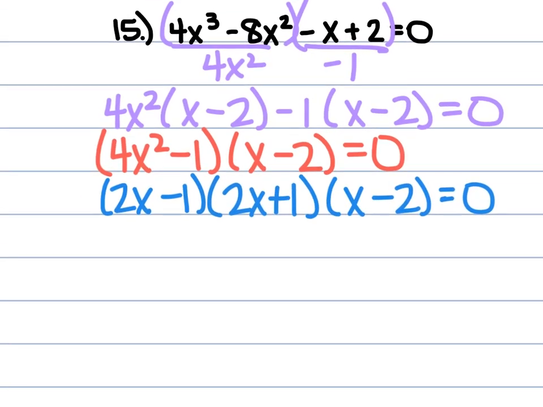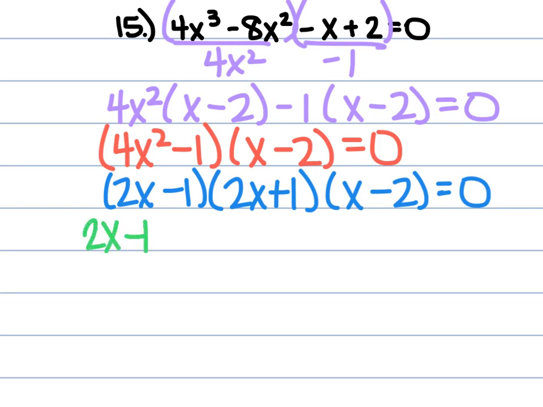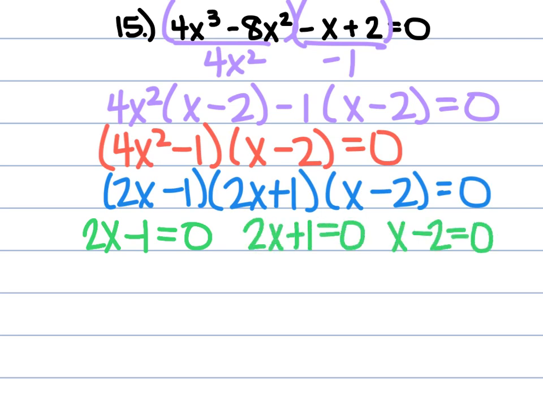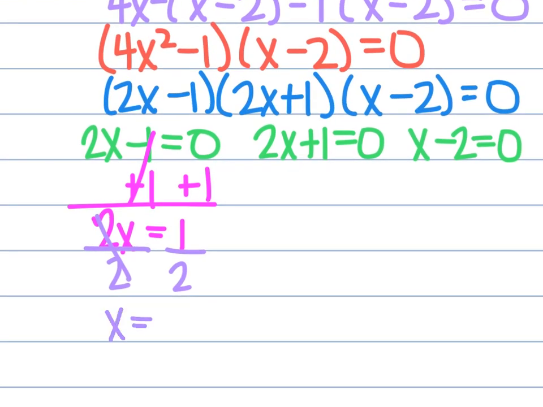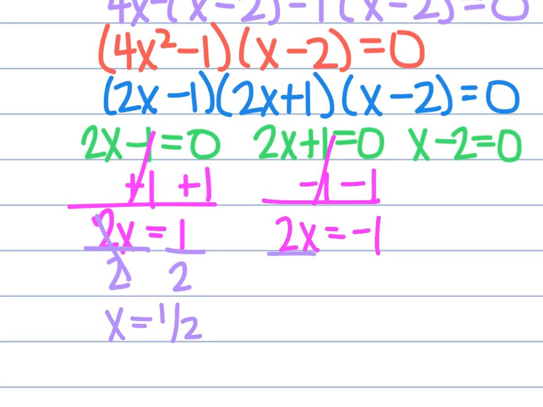From here, set each part equal to 0 and solve for x. So 2x minus 1 is equal to 0, 2x plus 1 is equal to 0, and x minus 2 is equal to 0. With 2x minus 1 equal to 0, we're going to add 1 to both sides to get 2x is equal to 1. Then we're going to divide by 2 on both sides to get x is equal to 1/2. With 2x plus 1 equal to 0, subtract 1 from both sides. 2x is equal to negative 1. Then divide each side by 2. x is equal to negative 1/2.